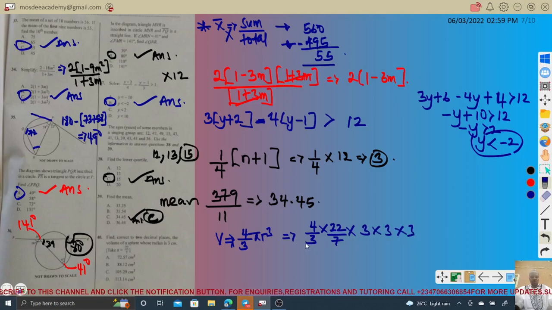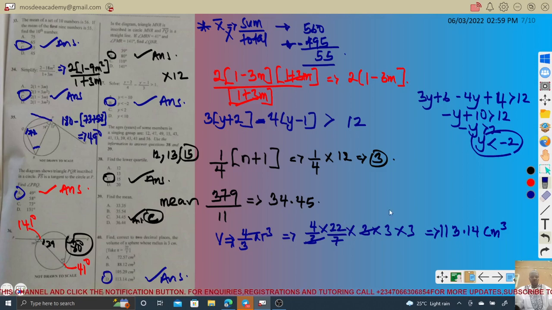You can cancel, and if you don't know what to cancel, just use your calculator directly. This is 4 times 22 is 88, times 9, divided by 7. 88 times 9 divided by 7 here is giving me 113.14 centimeters cubed. So that's the answer to this, and that is option D. So I hope you guys are getting up. I hope you guys didn't make silly mistakes, because I know you guys are good in mathematics.